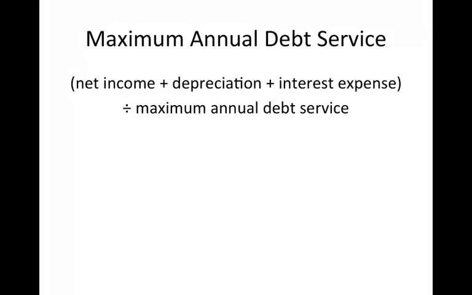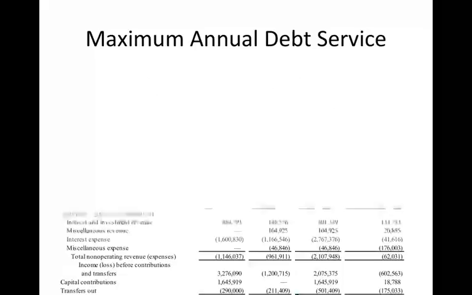I mentioned this a little bit earlier, maximum annual debt service. What they're looking at here then is the largest annual debt service payment in that schedule of future minimum debt service payments. So in the numerator, you're going to see net income plus depreciation plus interest expense, and in the denominator, that maximum annual debt service amount.